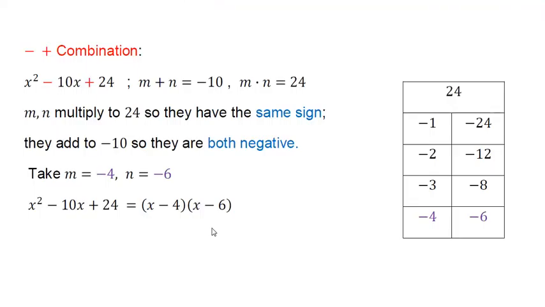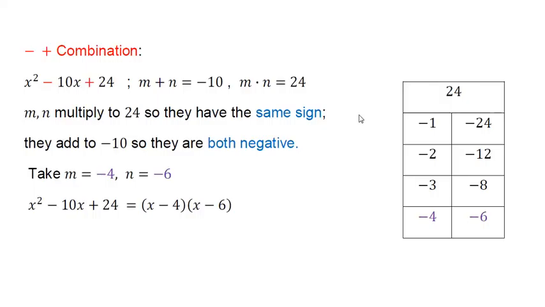Next, we can take a look at the minus plus sign combination. Here we have x squared minus 10x plus 24, where m plus n is equal to minus 10, the x coefficient, and m times n is equal to 24, the constant coefficient. Since m and n multiply to a positive number, they must have the same sign. Since they add to a negative number, they must therefore both be negative.